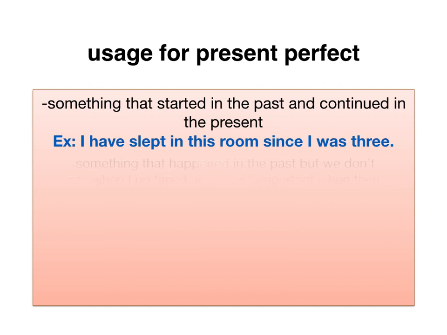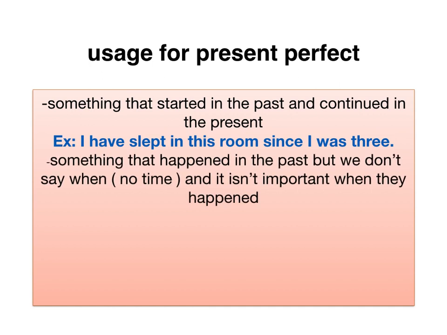The second usage of the present perfect is for something that happened in the past, but we don't say when. We don't mention the time, and it is not important to know when the action happened. For example, I have taken a lot of family photos. Some of you are going to ask me, what is the difference between the past simple and the present perfect then? In the present perfect, we don't mention the time. But in the past simple, we mention the time.